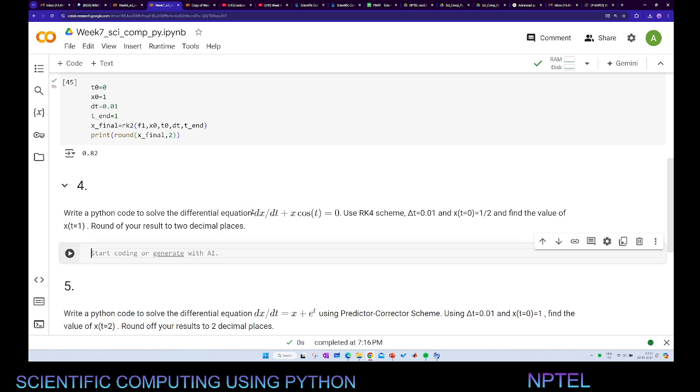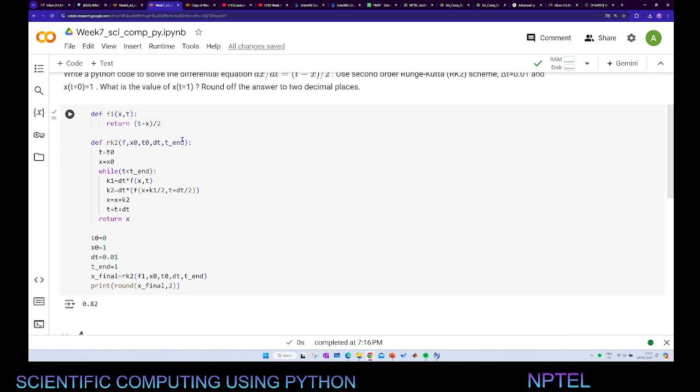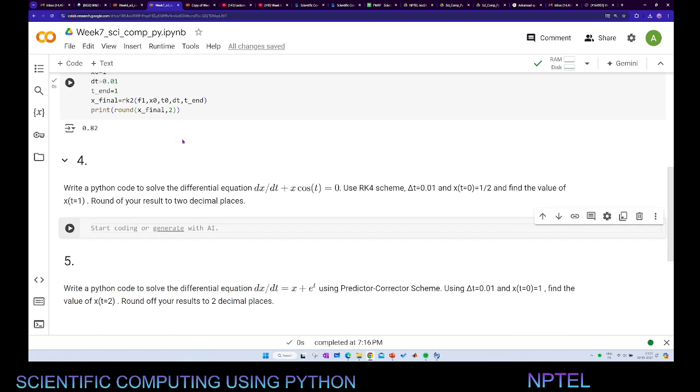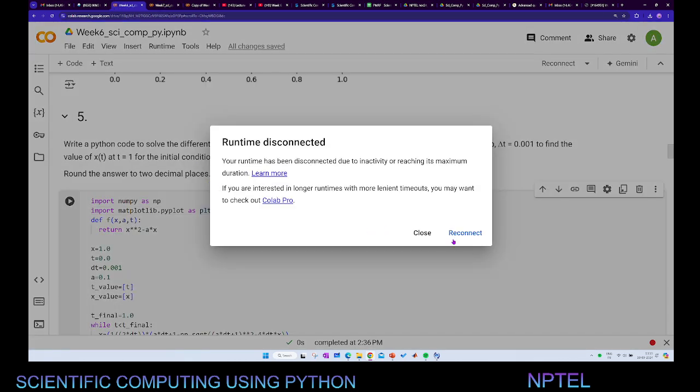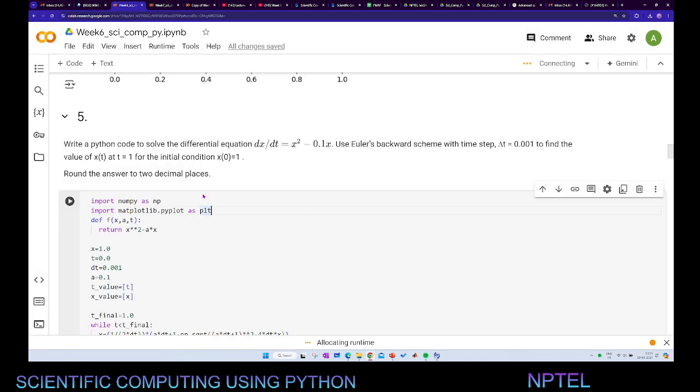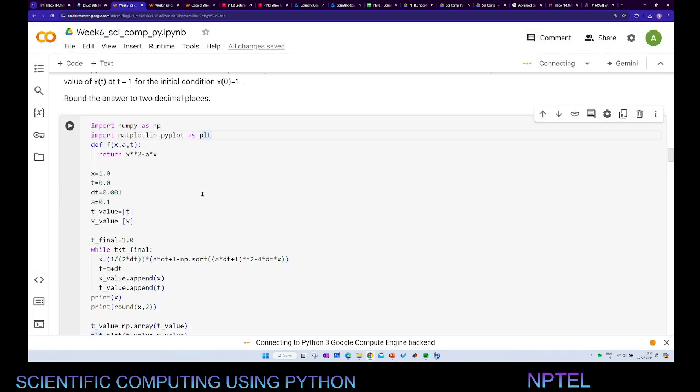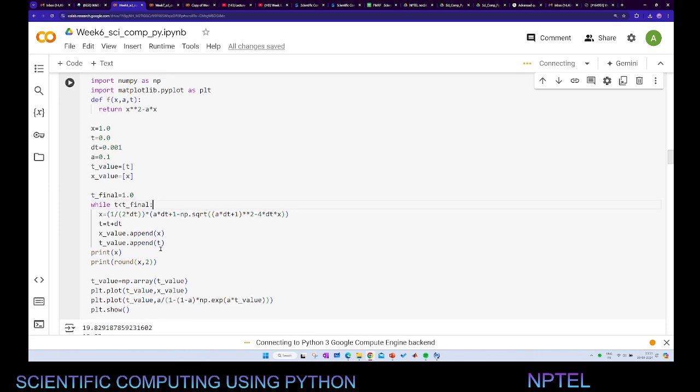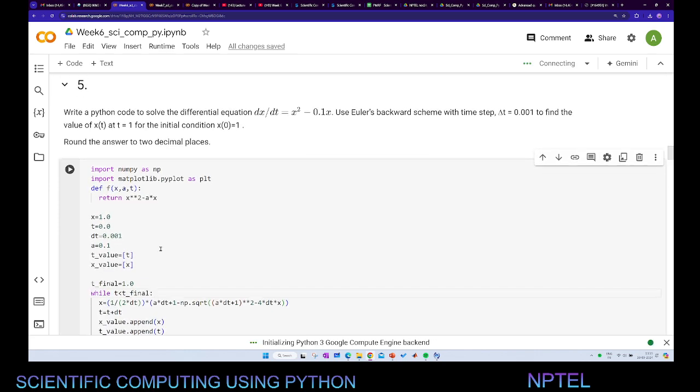Okay, the next question: dx by dt is minus cos x times cos of t, and use RK4 with similar delta t, and initial is half, and find x at t equal to 1. Should I copy paste this or should I learn from the previous assignment? Oh yeah, so last time we had some issue in one of the questions, right? This one, which was question number 5.